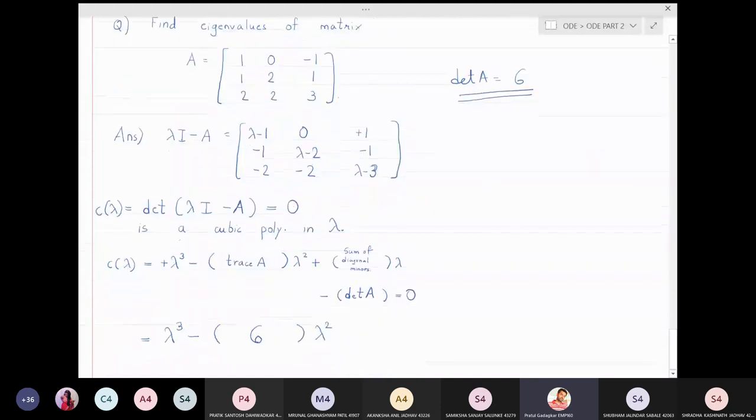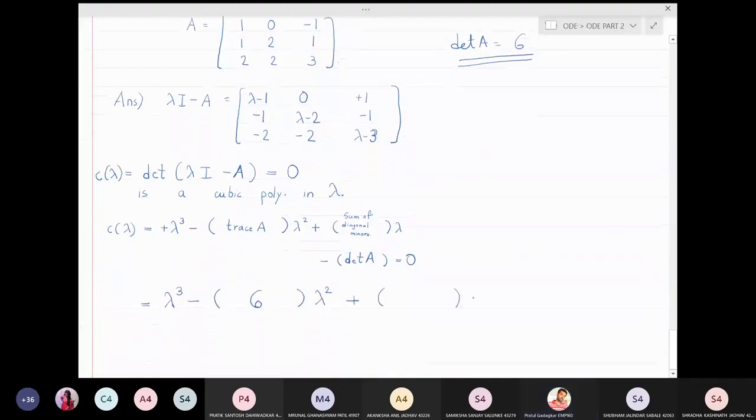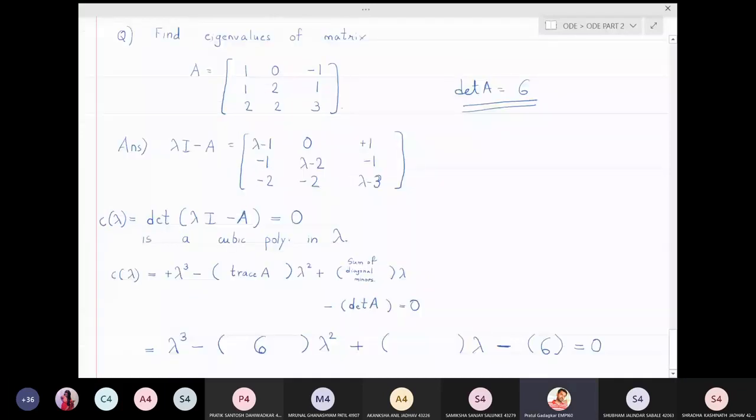So this means that the coefficient of lambda is still waiting, and minus the determinant came up to be how much? 6, and that is equal to 0. So now I am supposed to teach you how to calculate this. How do I calculate the sum of diagonal minors? Let me teach you.